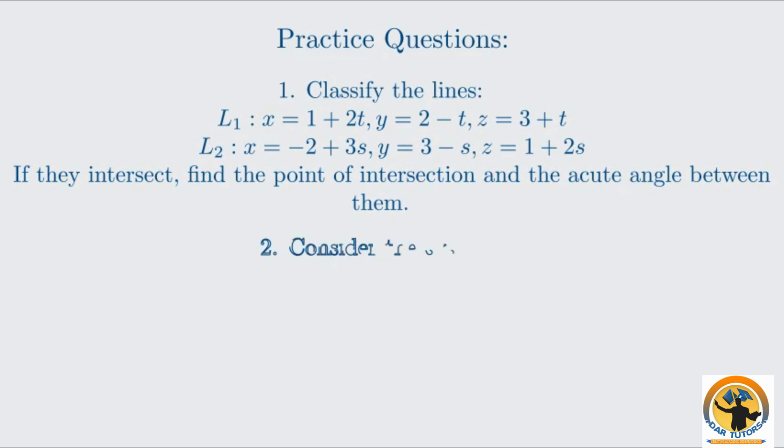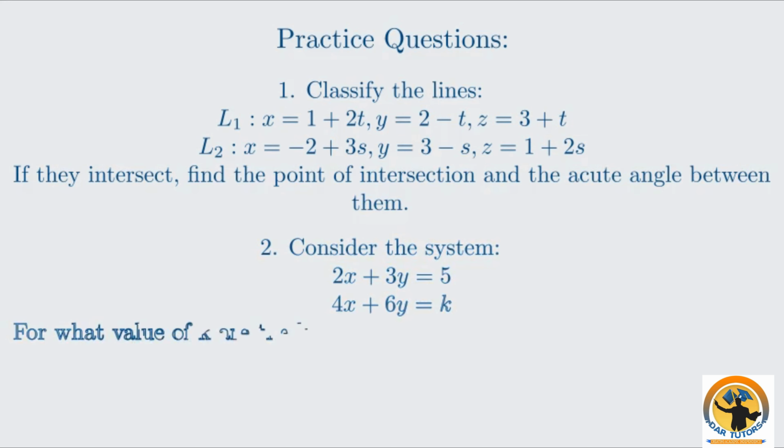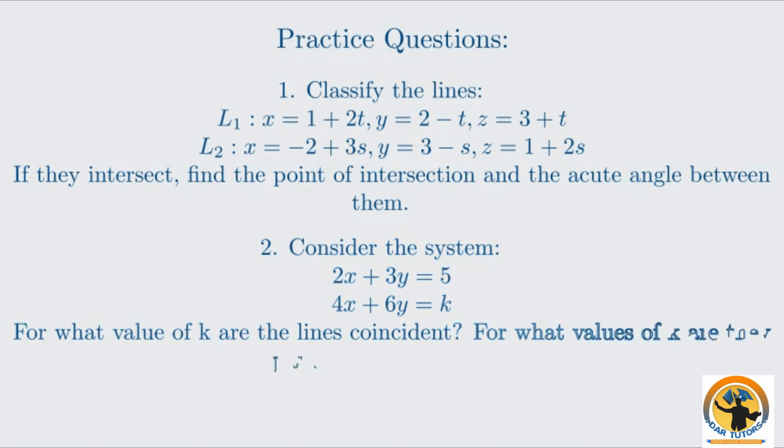Question 2. Consider the system of equations 2x + 3y equals 5, and 4x + 6y equals k. For what value of k are the lines coincident? For what values of k are they parallel and distinct?